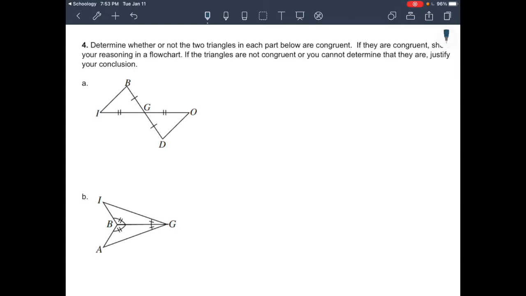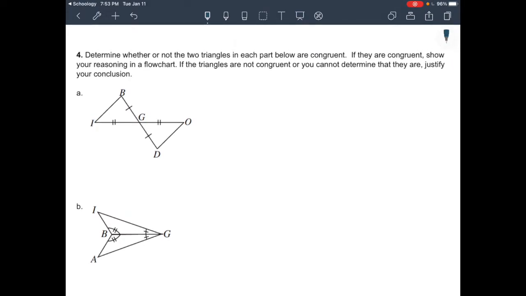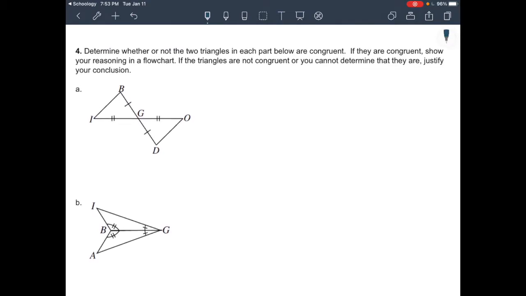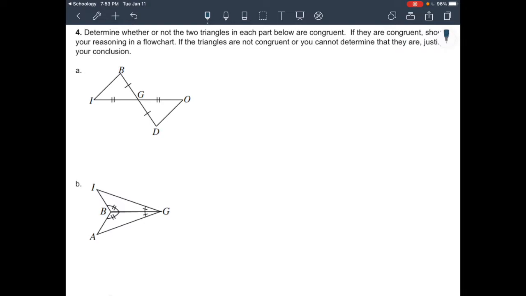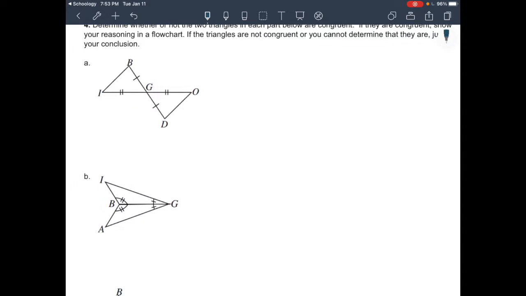Okay, so here's the second page. It says determine whether or not the two triangles in each part below are congruent. If they are congruent, show your reasoning in a flowchart. If they are not congruent or you cannot determine that they are, justify your conclusion. So if they're just similar, with this one, we're not going to do similarity flowcharts. We're just going to stop.